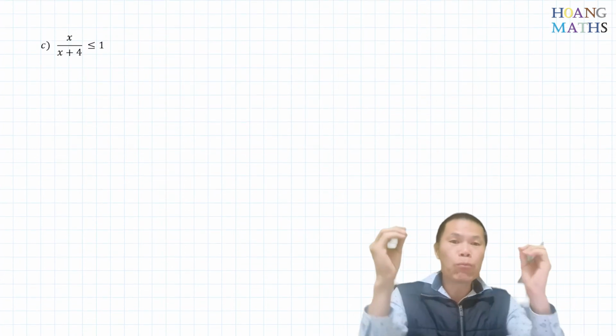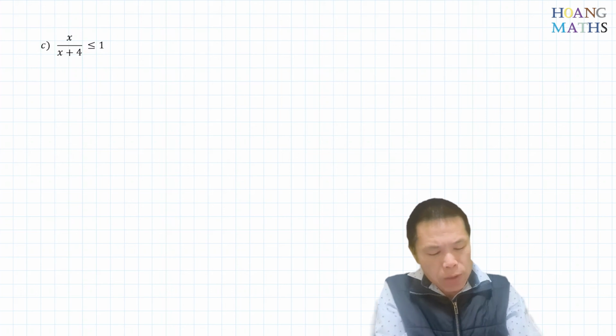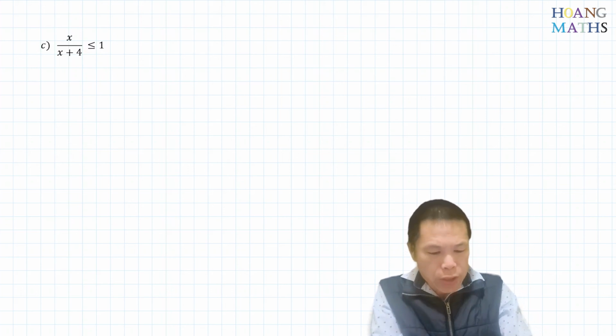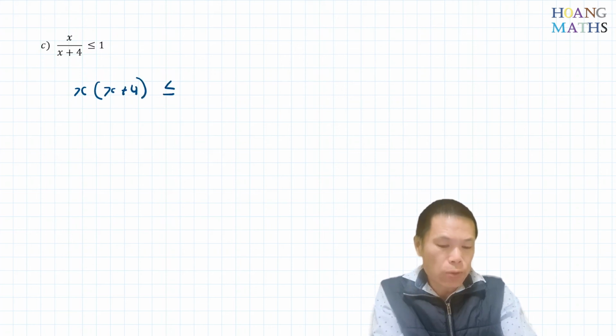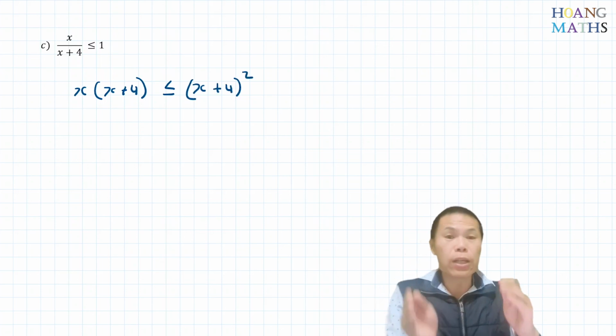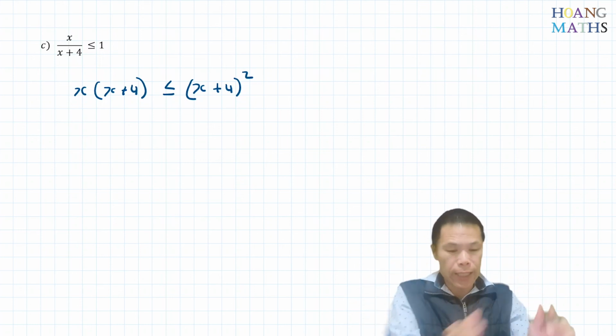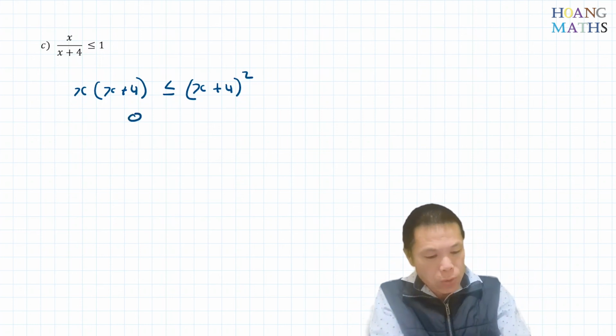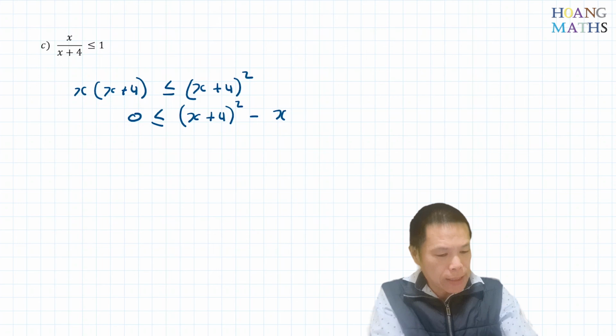Last one, same rule applies. So we just times the bottom squared. So I just quickly do it, okay? You know the point. So that becomes x plus 4, and then less than or equal to 1 times x plus 4 squared, which is x plus 4 squared. Okay, you get the point. So now I just move everything on this side. Okay, easier. That's all. So that becomes x plus 4 all squared minus x plus 4.